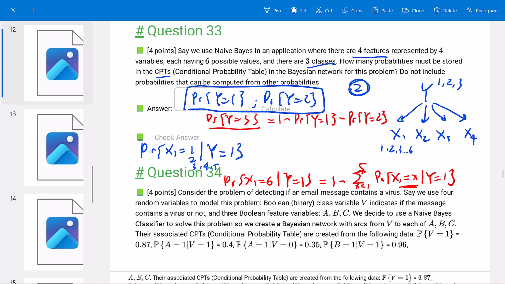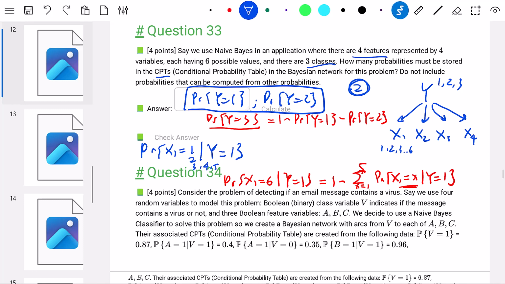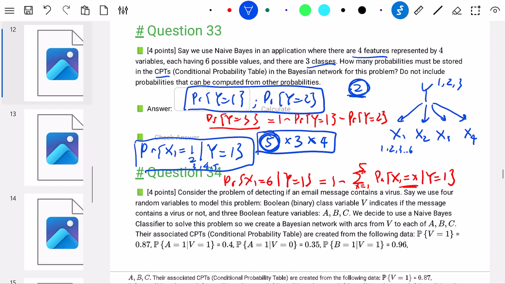So far, given Y is 1, we need these, and there are 5 of them. That's only given Y is 1. Y can be 1, 2, or 3, so naturally we need to multiply it by 3. And x1, x2, x3, x4 are completely symmetric, so there are 4 of these things, and they're independent of each other, so we multiply another 4. So the total number of things we need to store is 2 plus 5 times 3 times 4.